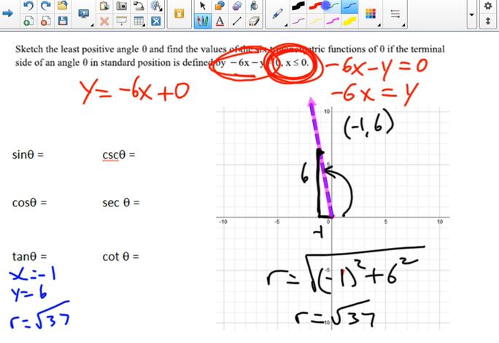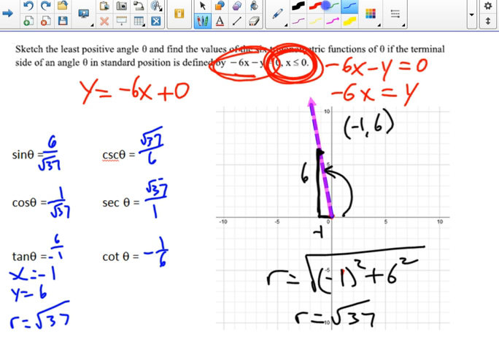So sine is going to be 6 over the square root of 37. Cosine is going to be negative 1 over the square root of 37. Tangent is going to be 6 over negative 1. Cosecant, flip them upside down: square root of 37 over 6. Secant: square root of 37 over negative 1. And cotangent: negative 1 over 6.